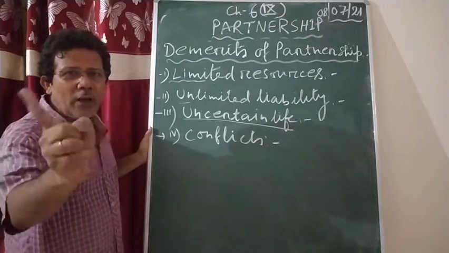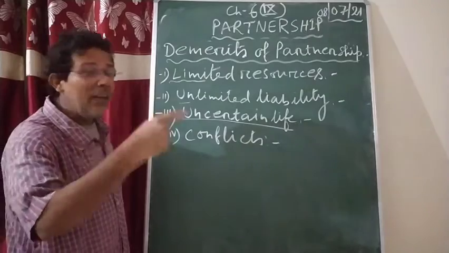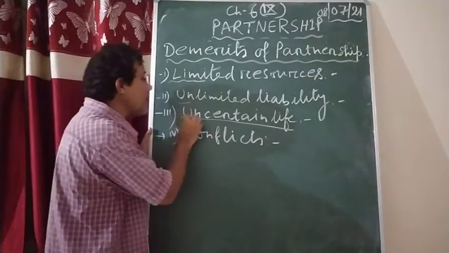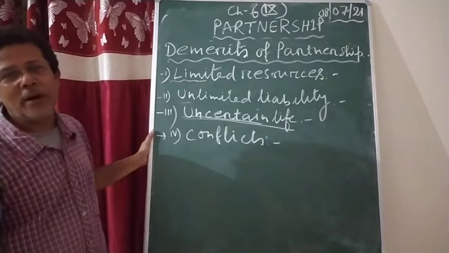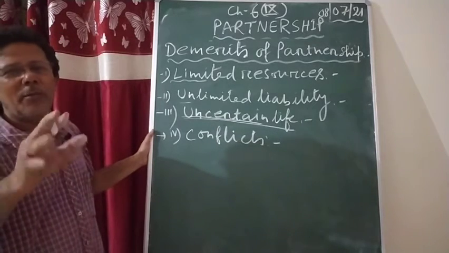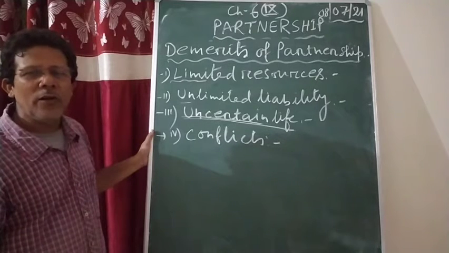Its life does not depend upon the government's wish. Its life does not depend upon legal formalities. The life of a partnership depends upon the partners' wish. तो पार्टनर्स का कब मर्जी होगा, कब उस लोग अंदर में बड़ा मिसअंडरस्टैंडिंग हो जाए, जब चाहेगा तब लोग बंद कर सकता है, उसके लिए कोई दूसरा चीज नहीं.